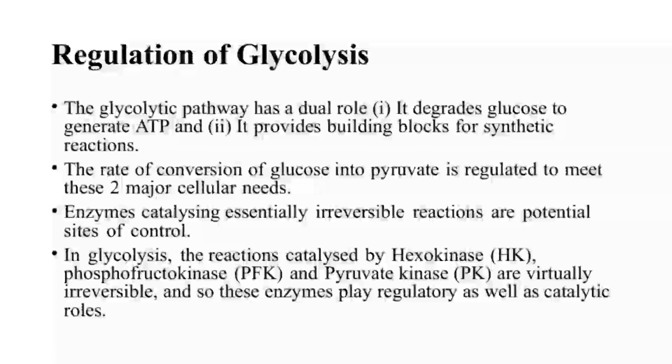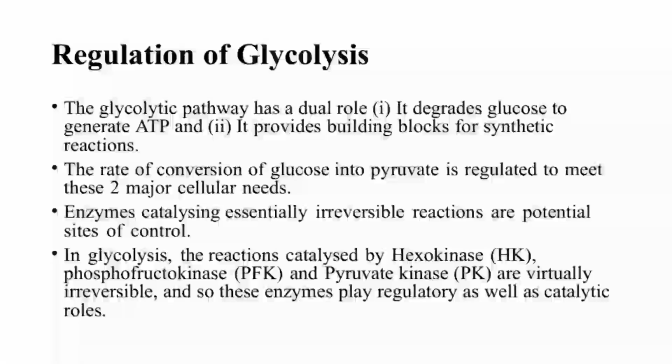Now, when we think about regulation, enzymes that catalyze essentially irreversible reactions are key control points. These reactions act as major gateways, so to speak, and their enzymes are prime targets for regulation. Specifically, in glycolysis, the reactions catalyzed by hexokinase, phosphofructokinase, and pyruvate kinase are virtually irreversible. Because of this, these enzymes don't just facilitate the reactions, they also serve important regulatory roles. Understanding regulation in glycolysis helps us see how the cell balances energy production with biosynthesis, ensuring everything runs smoothly according to its needs.